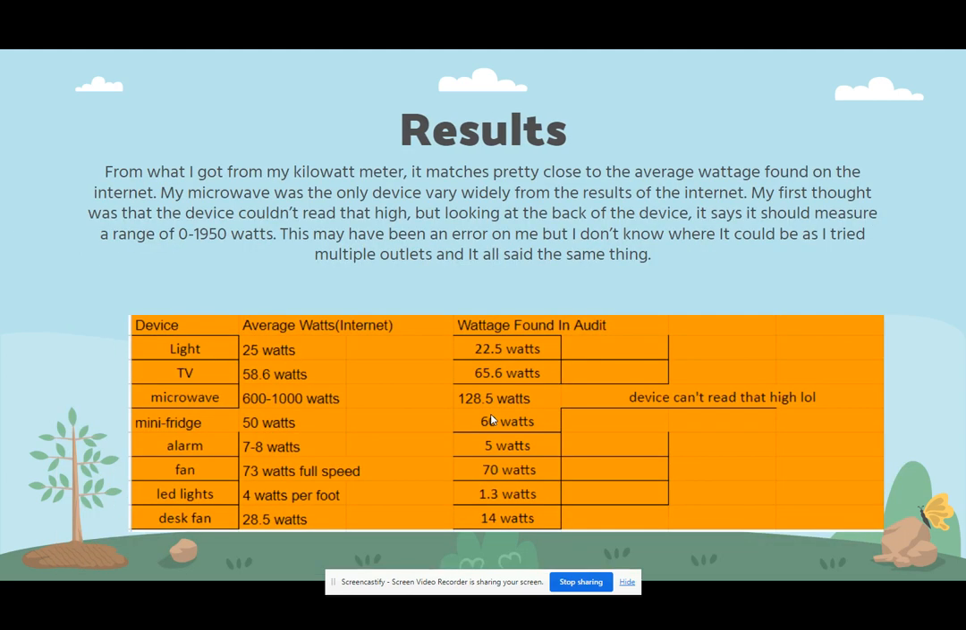Results. What I got from my kilowatt meter matches pretty close to the average wattage found on the internet. My microwave was the only device that varied widely from the results of the internet. My first thought was the device couldn't read that high, but looking at the back of it, it says it should be able to measure a range of 0 to 2,000 watts. This may just have been an error on my part, but I don't know where it could have been, as I tried multiple different outlets and it all gave me the same thing.